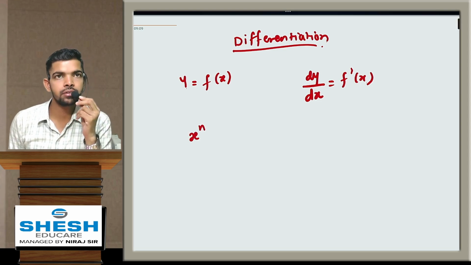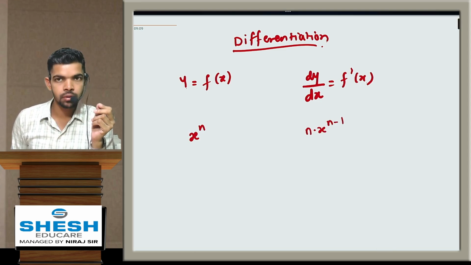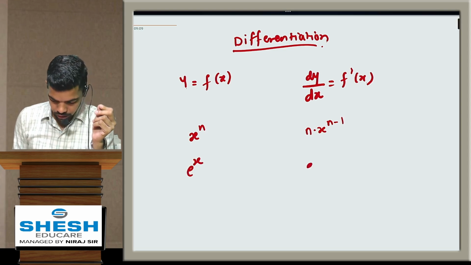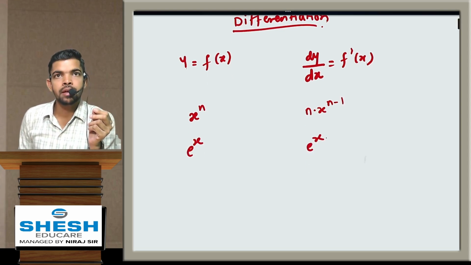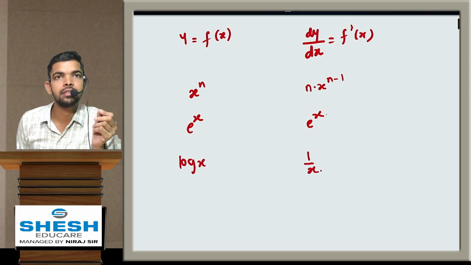Now what is the formula of x raised to n? Derivative of x raised to n is n into x raised to n minus 1. Then we have, what will be the derivative of e raised to x? It is e raised to x. Next, derivative of log x. Log x derivative is 1 by x.